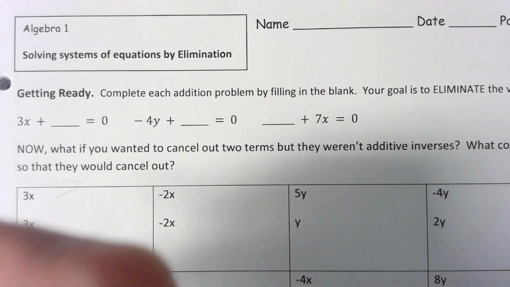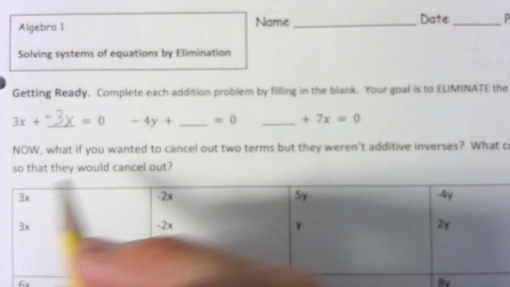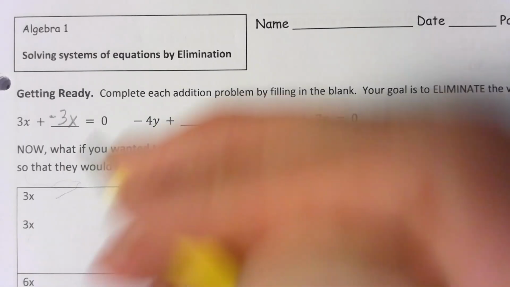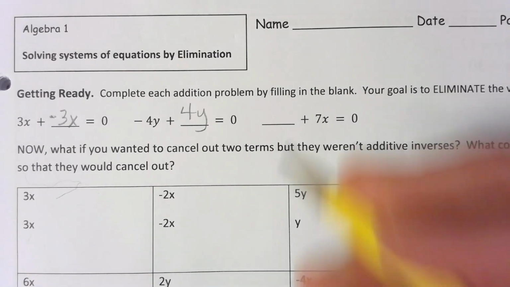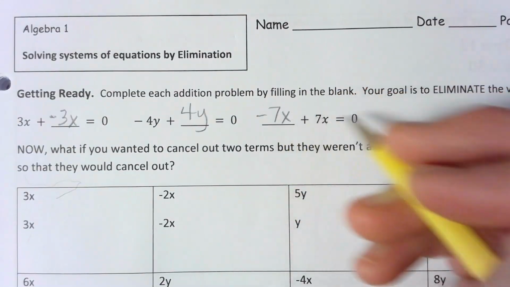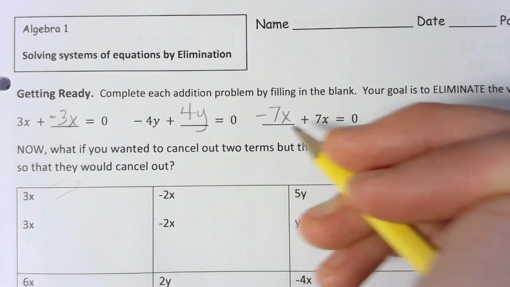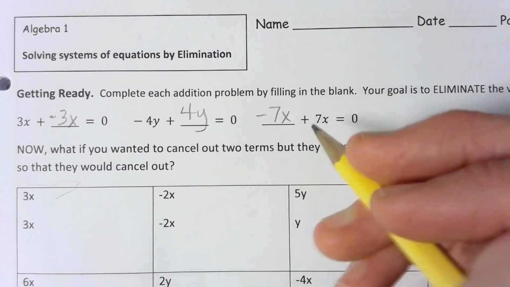If I want to get 0 as the answer here, I need the opposite thing here. So I need negative 3x. 3x plus negative 3x would give me 0. How do I get 0 here? Well, if I have negative 4y, then I have to add 4y to get 0. If I've got 7x here and I want to get 0 as my answer, I need negative 7x plus 7x. So these are opposites, right? In order to eliminate the variable, for them to cancel out, they have to be opposites.